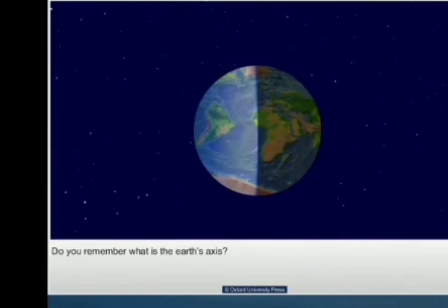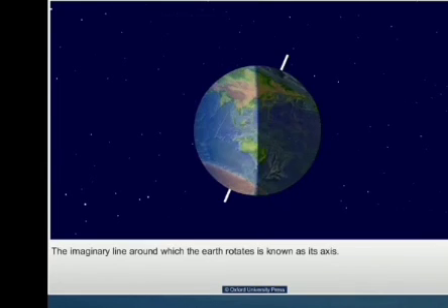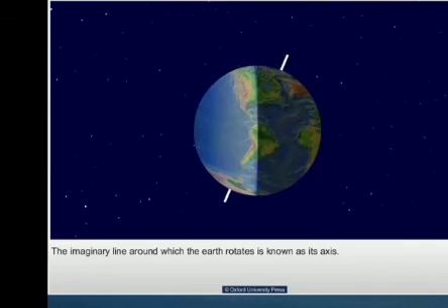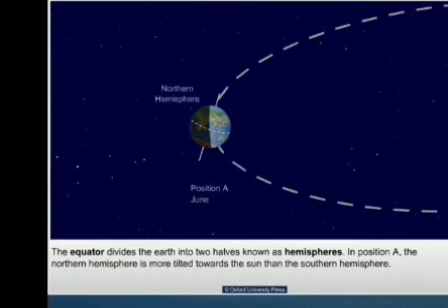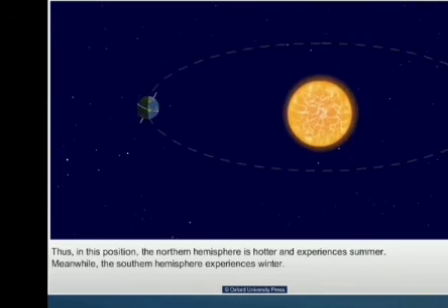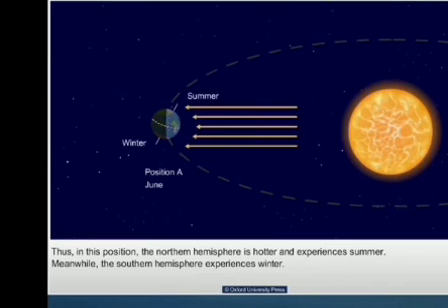Do you remember what the Earth's axis is? The imaginary line around which the Earth rotates is known as its axis. The equator divides the Earth into two halves known as hemispheres. In position A, the northern hemisphere is more tilted towards the Sun than the southern hemisphere. Thus, in this position, the northern hemisphere is hotter and experiences summer. Meanwhile, the southern hemisphere experiences winter.